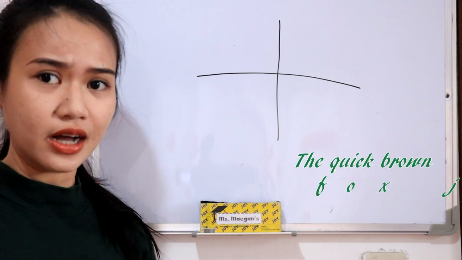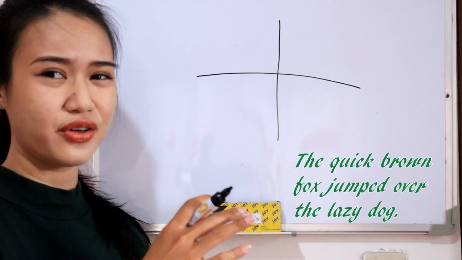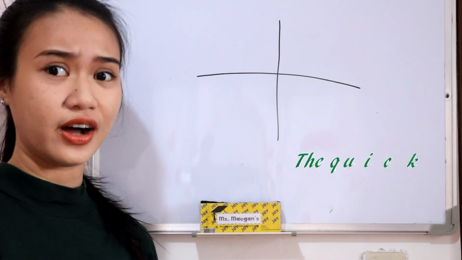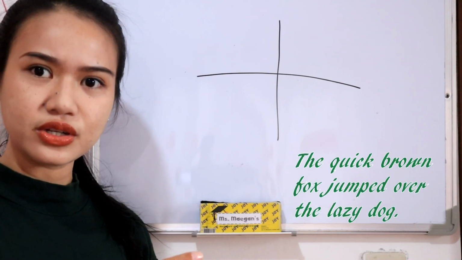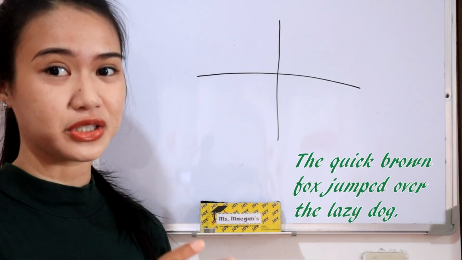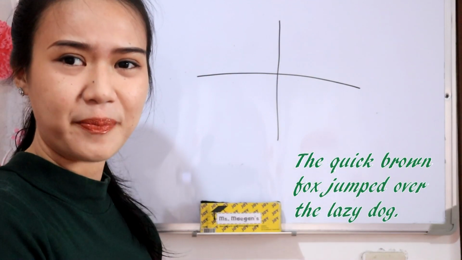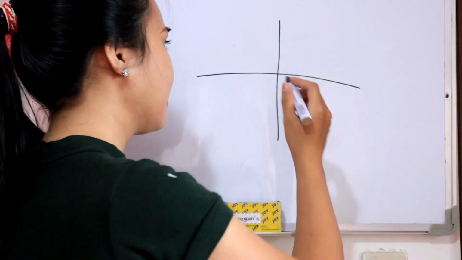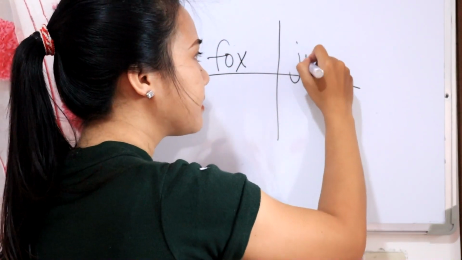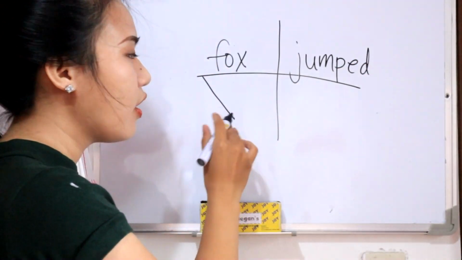The quick brown fox jumped over the lazy dog. The subject is fox. Although there are lots of modifiers attached to that, jumped is the verb because that's what the fox did. And next word to jumped is over the lazy dog. Over is a preposition, so we're gonna write the preposition below the verb. Still, the pattern is SIV. So, fox is our subject and jumped is our verb. So, let's go ahead and write all the modifiers.